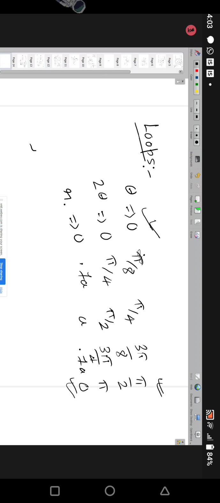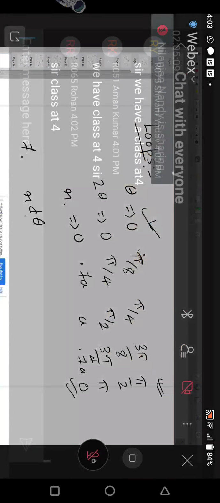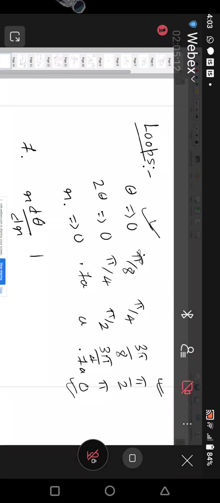And finally for the tangent I am just giving you the formula, r d theta by dr. You can calculate the tangent.